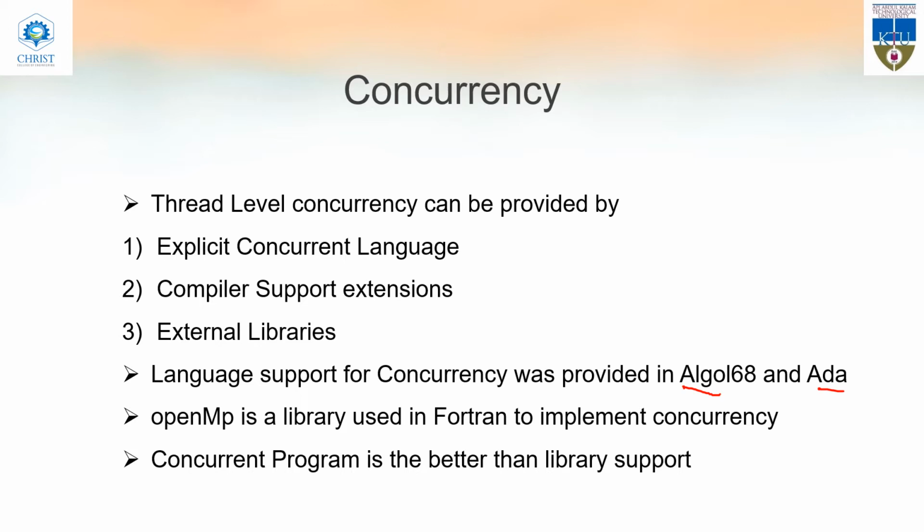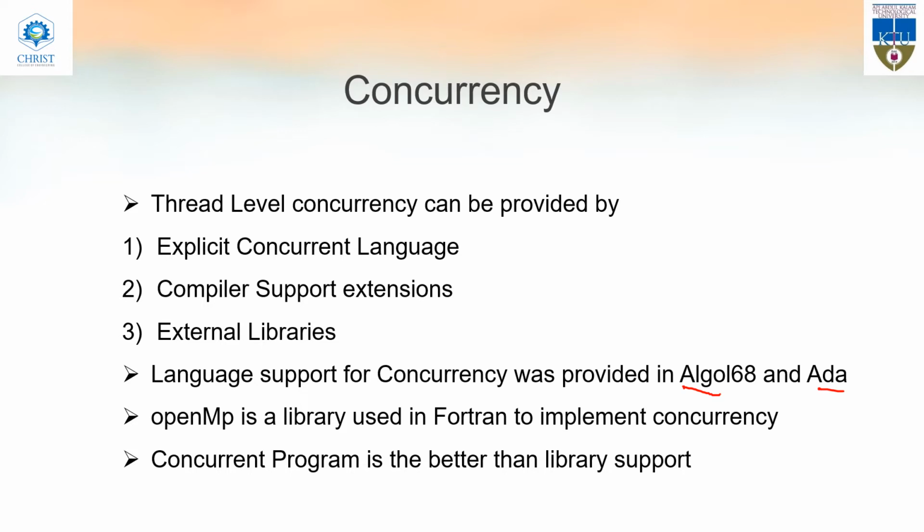The other way, which we will most probably be using, is an external library. For languages which are not concurrent, for example C, Fortran, etc., which are not concurrent, we will be using some external library so that they can work as if they were concurrent languages.